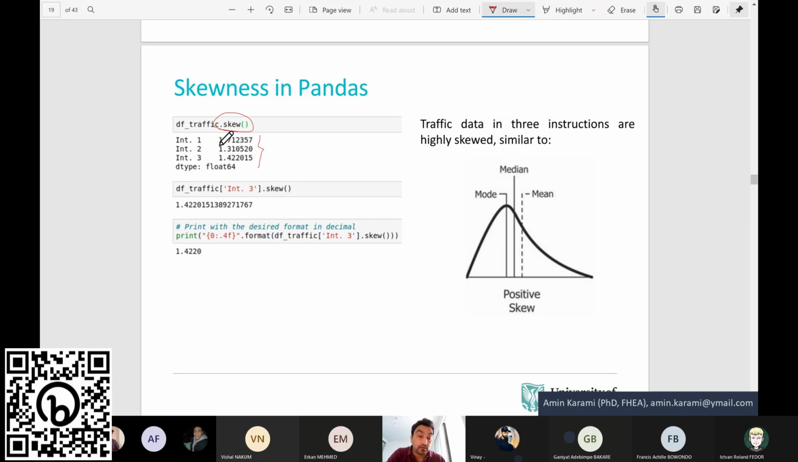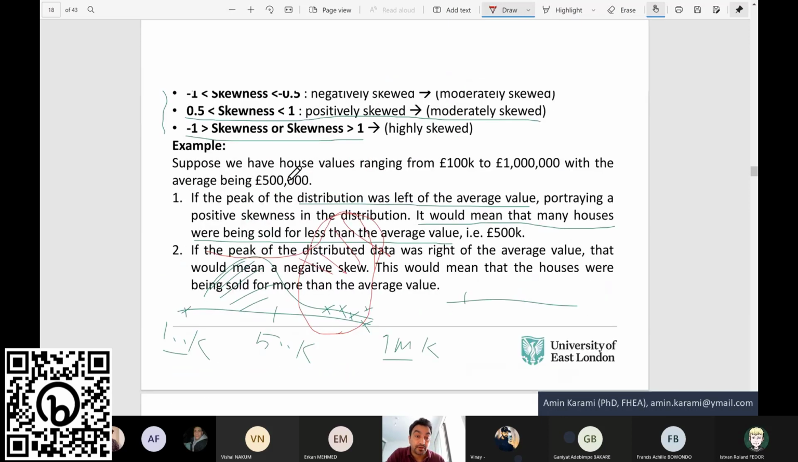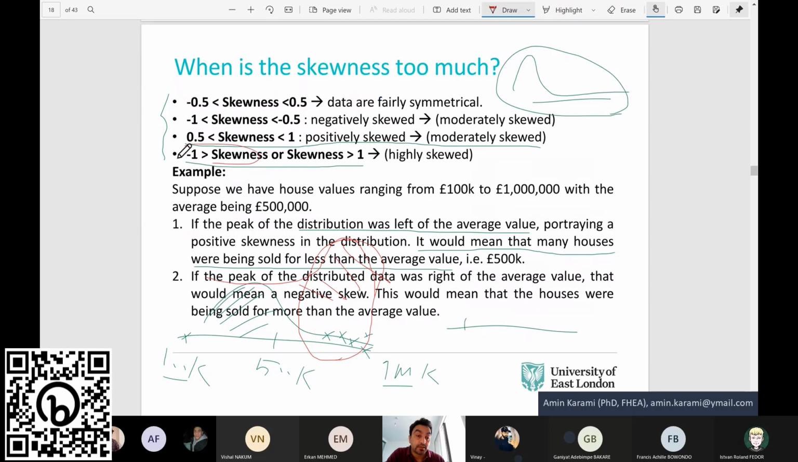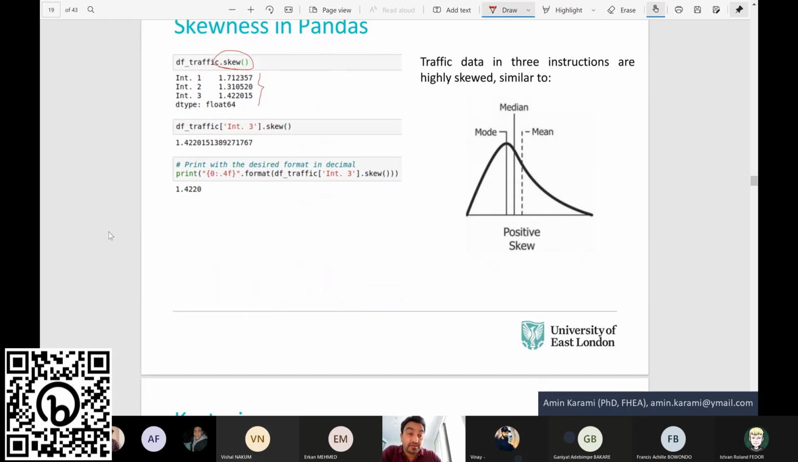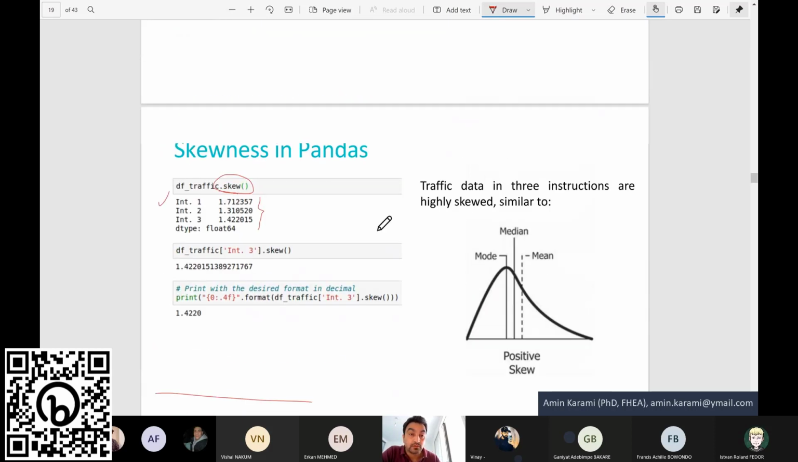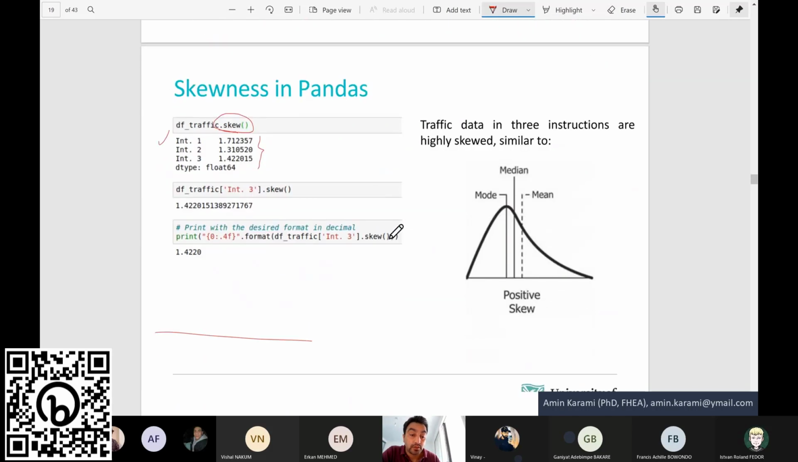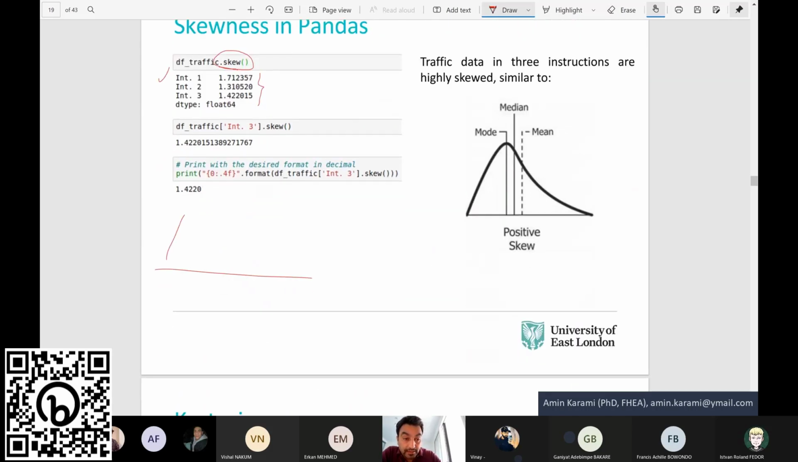So if we consider here, it says if skew is less than -1 or greater than 1, it is highly skewed. So what does it mean? For the first intersection, the skew is 1.7, which is highly skewed. So it means this tail is long, right? This is for intersection 1. Why is this long?